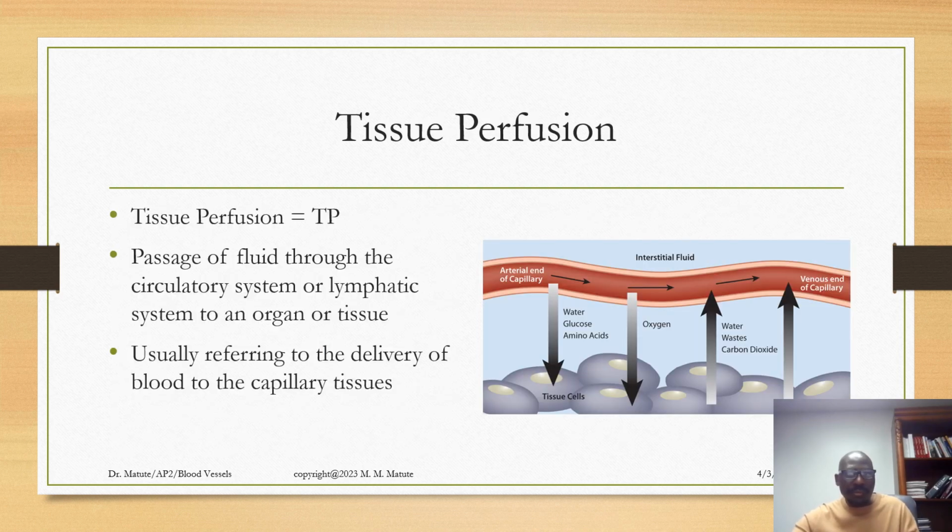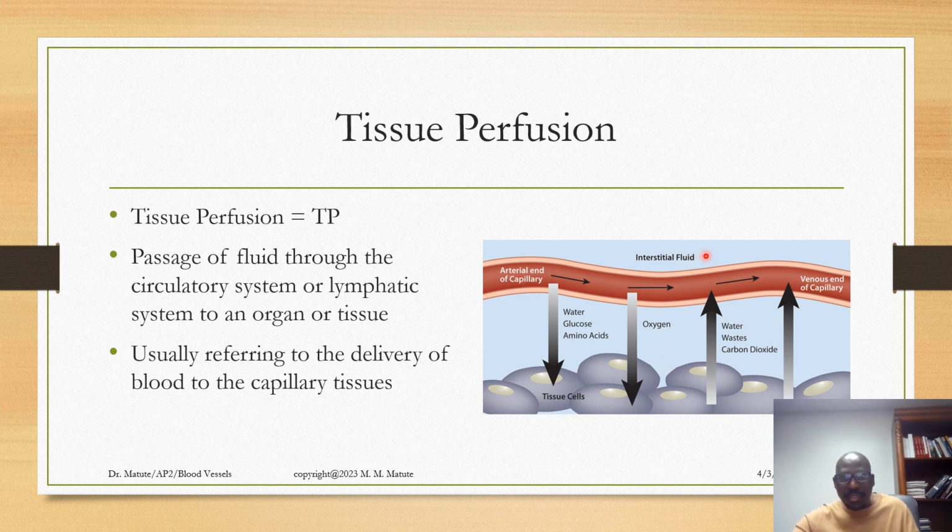Tissue perfusion. Tissue perfusion is the passage of fluid through the circulatory system or lymphatic system to an organ or a tissue, usually referring to delivery of blood to the capillary sinuses. So you can see this is a very good diagram that actually illustrates tissue perfusion.